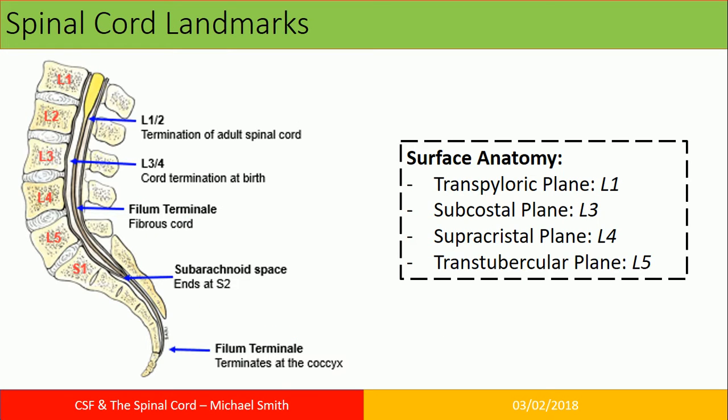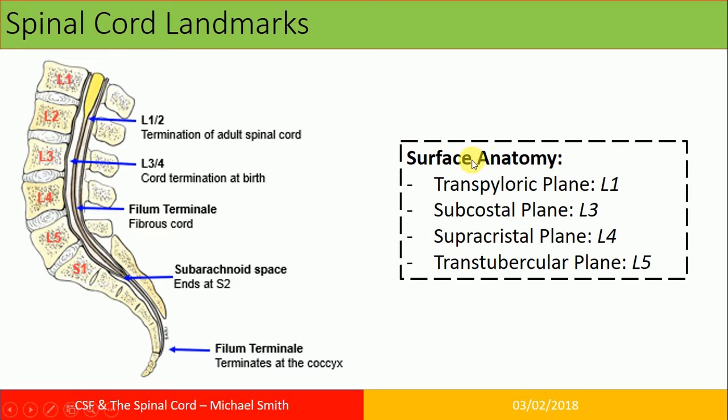So at the bottom of our spinal cord, we have a number of landmarks. We know that L1 and L2 is about where the adult spinal cord normally terminates. But in a child and at birth, it's around L3 to L4. Below this level of termination of our spinal cord, we have this lumbar cistern that we were talking about earlier, that we want to access when we do a lumbar puncture. And this ends down at S2. So this means we have a nice big space we can access.